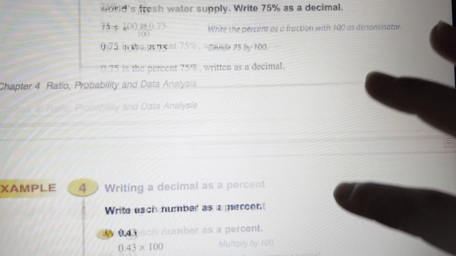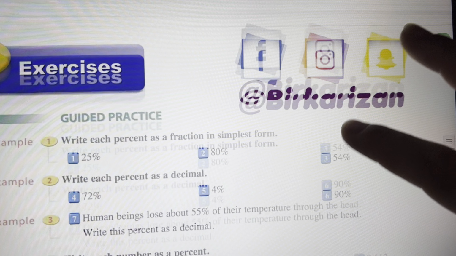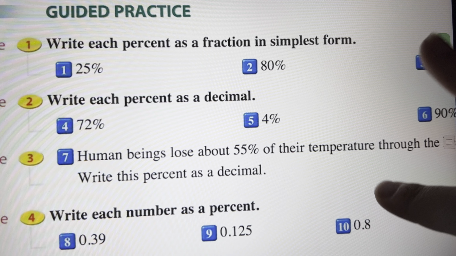So let's see what is percent and explain it. Okay, we have got some questions. We're going to directly go into the questions that we've got. Be careful, the questions are different types of questions.